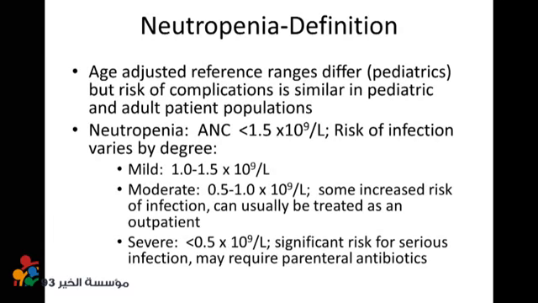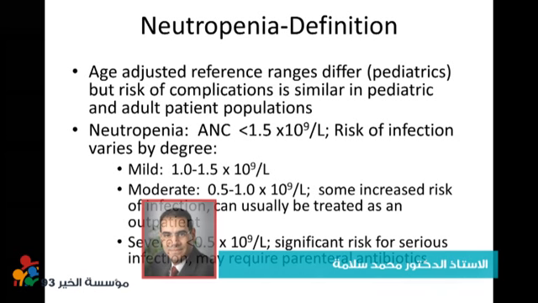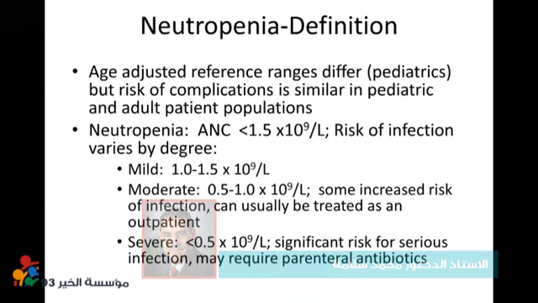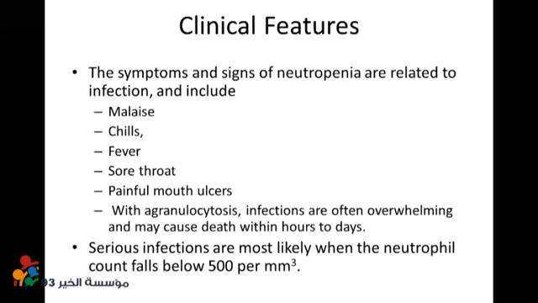The magic number is 500 here. If you have less than 0.5 by 10 to the power 10 per liter, which is equivalent to an absolute neutrophil count of 500, this is a significant risk of serious infection. You have to give parenteral antibiotics, and essentially the patient would be hospitalized immediately, because this patient would be walking out without protection basically in the street.